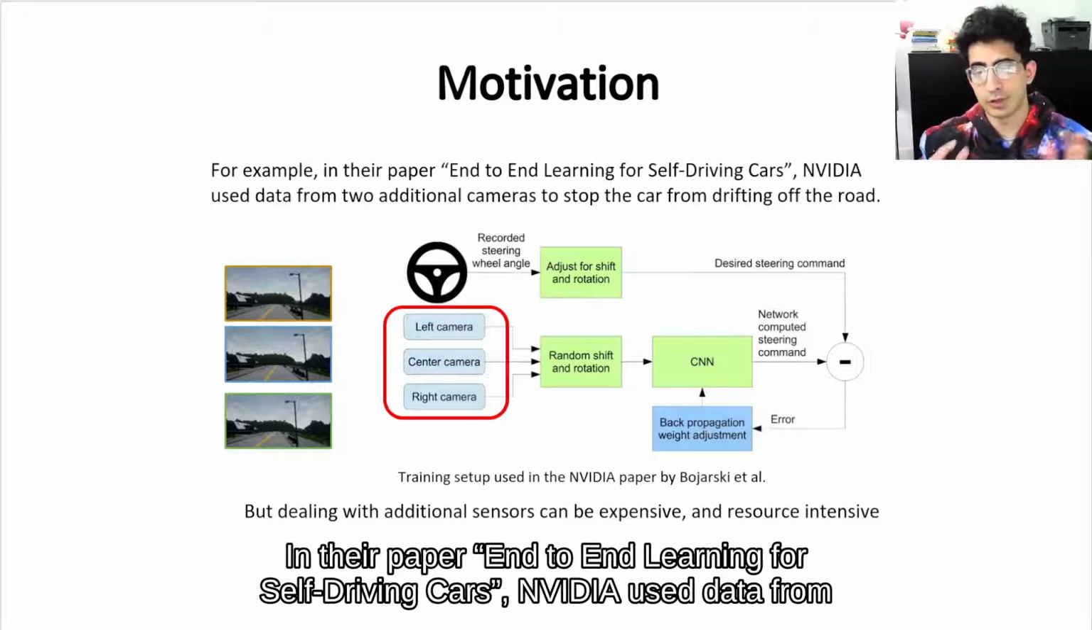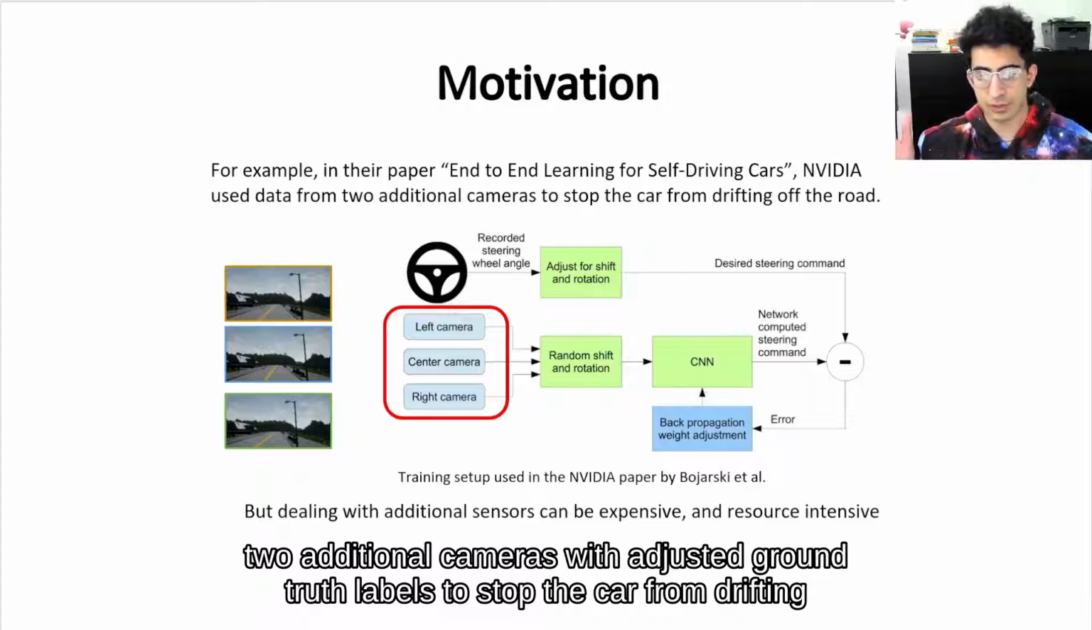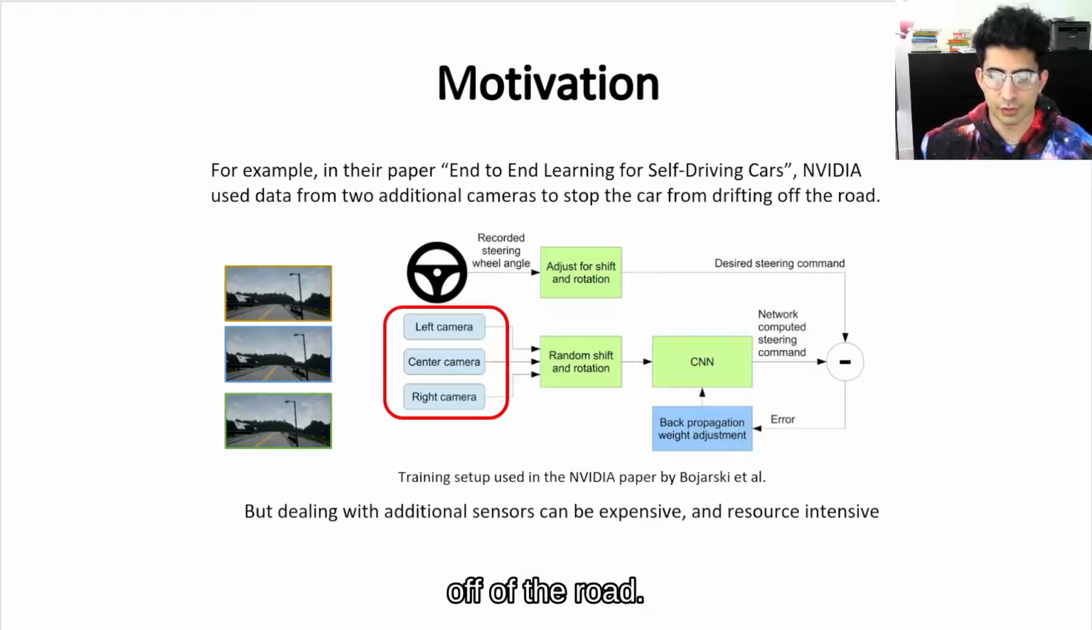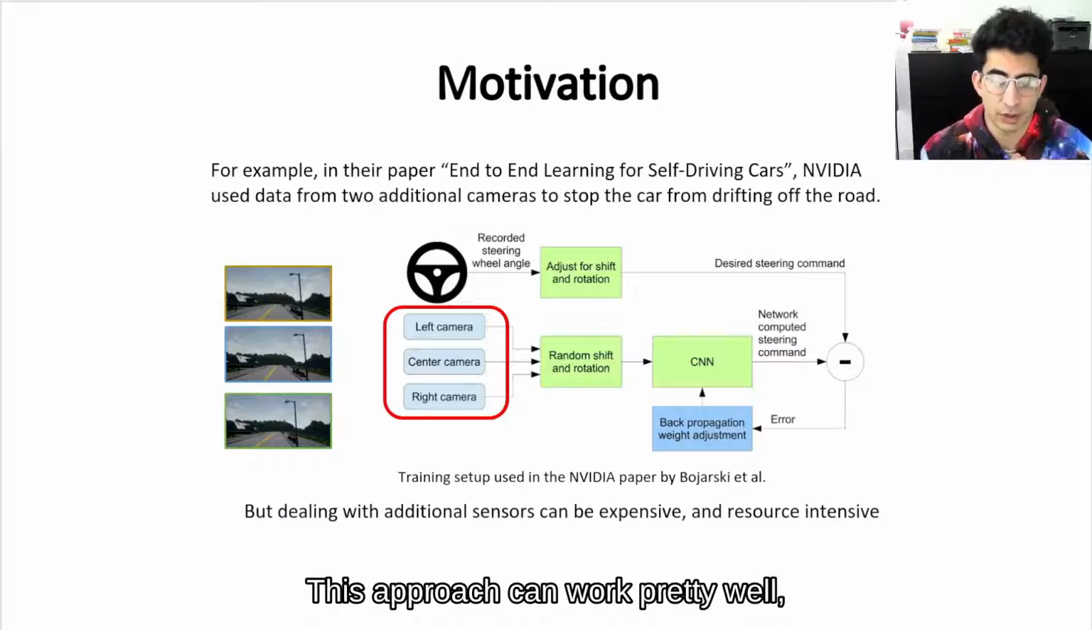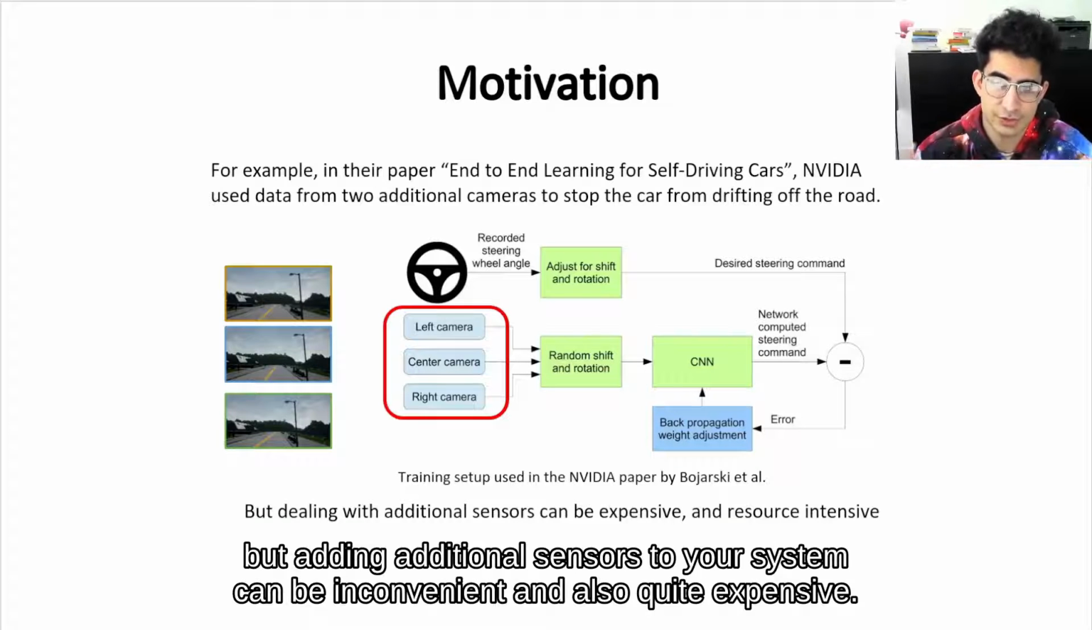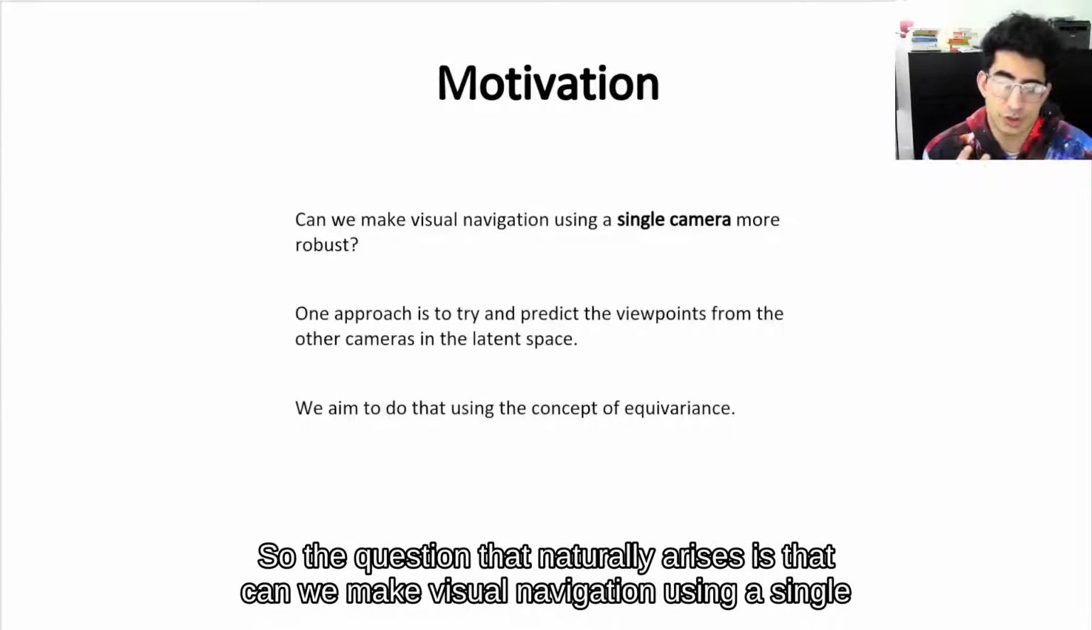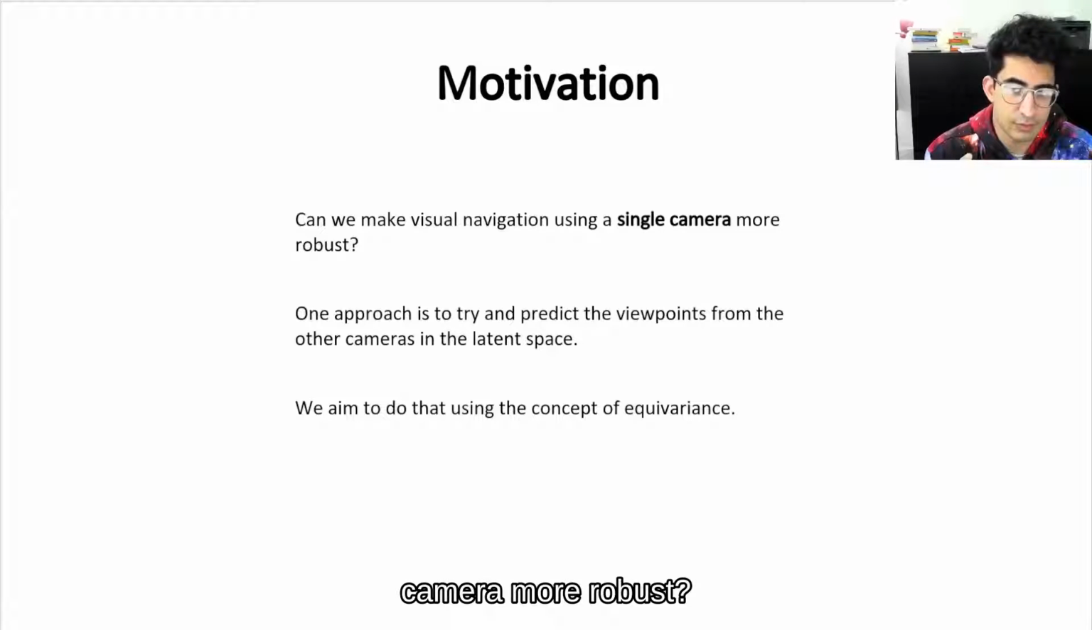In their paper, End-to-End Learning for Self-Driving Cars, NVIDIA used data from 2 additional cameras with adjusted ground truth labels to stop the car from drifting off of the road. This approach can work pretty well, but adding additional sensors to your system can be inconvenient and also quite expensive. So the question that naturally arises is, can we make visual navigation using a single camera more robust?